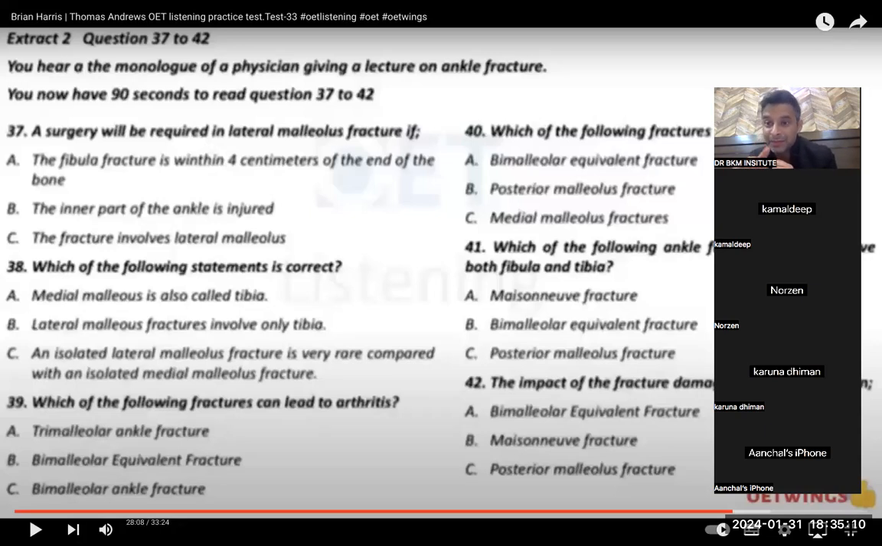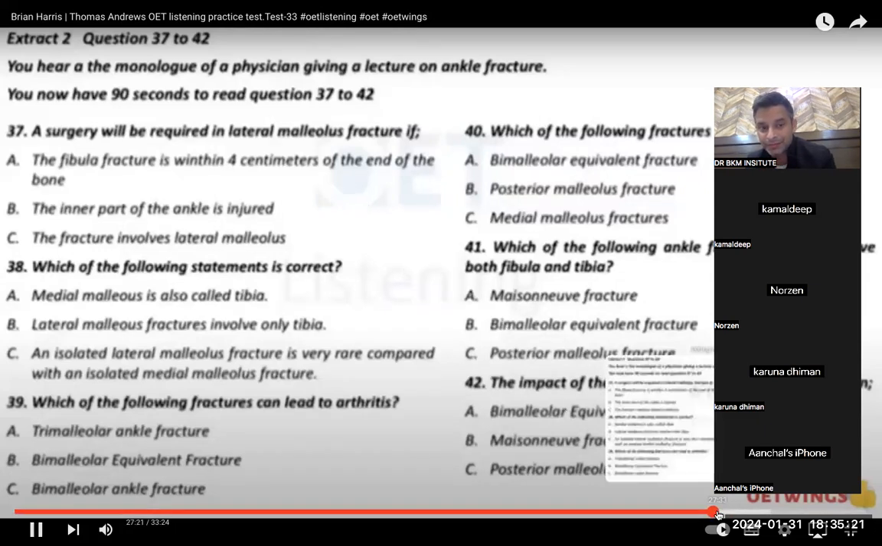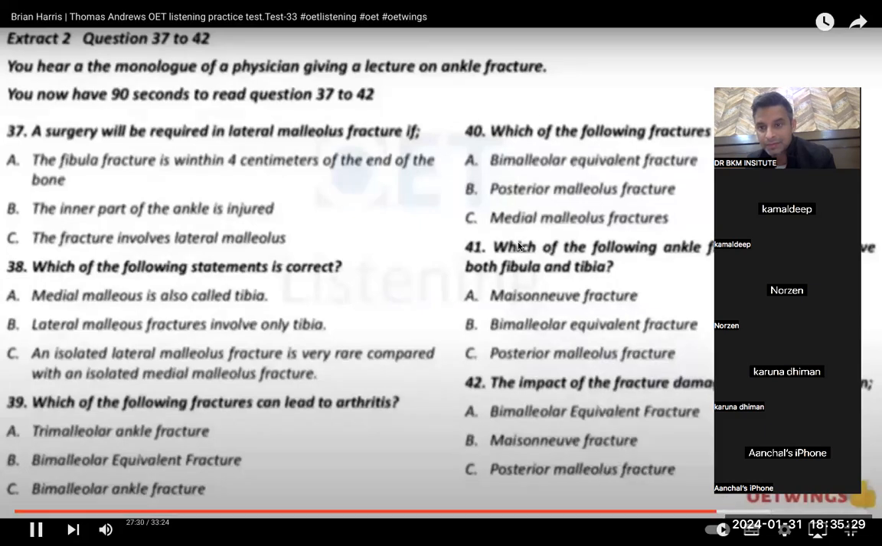That means if the inner part is injured, then surgery is 100% required. Again, listen to it. That is where you will learn. I'm here to guide you. Based on the location and severity of the injury, when a broken ankle occurs, the injury may be to the end of the tibia, called the medial malleolus, or to the lateral malleolus, or both.